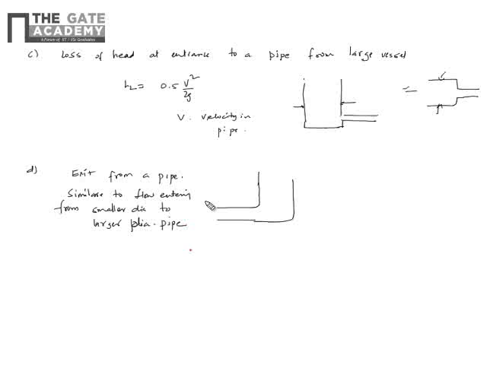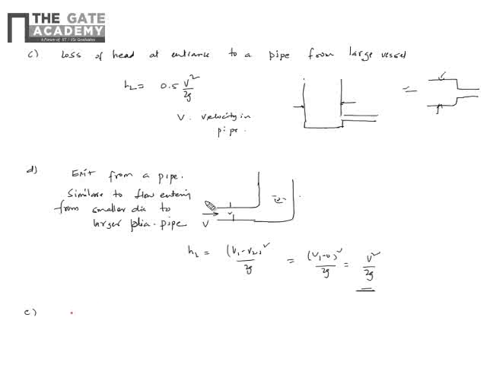And there it was v1 minus v2 whole square by 2g. Obviously this was v1, and as the cross section is very large at the second, you can neglect the velocity. So we take it as v square by 2g, where v is the velocity of flow in the pipe, and now for the exit we quantify this as the loss. So these four are the important things.